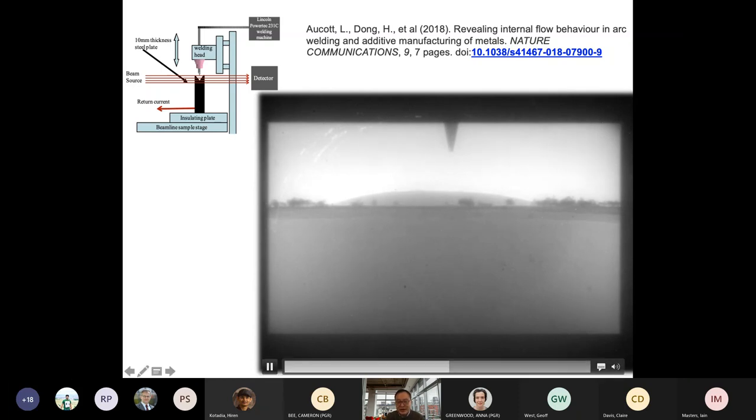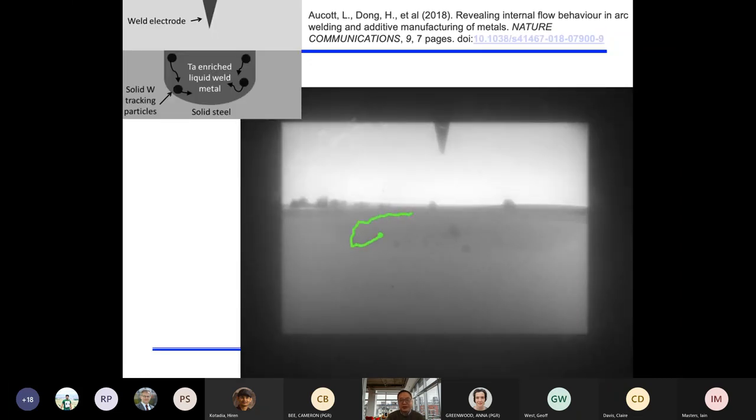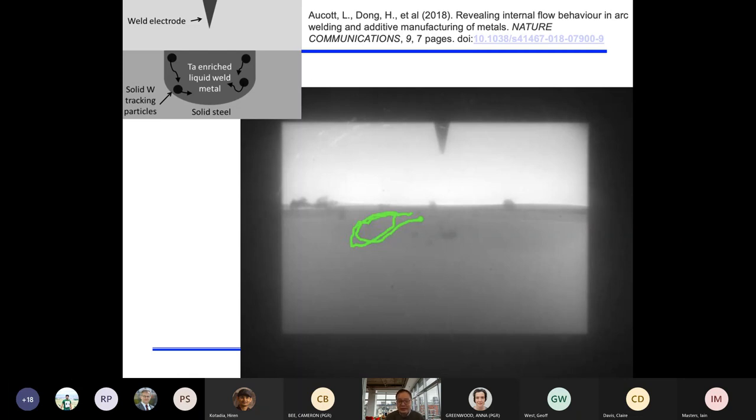After we get this raw image, we use an image processing method to trace the individual particles over each frame. The tracing took us more than half a year to figure out: how to trace individual particles inside the pool, and then work out the average speed or the maximum speed of the internal flow streams. This is the way we trace the particles. We have tungsten particles inside the liquid pool, and we trace their individual paths. By doing this, we are able to see the individual flow streams inside the weld pool. But you may argue that this is a 2D projection of a 3D phenomenon.